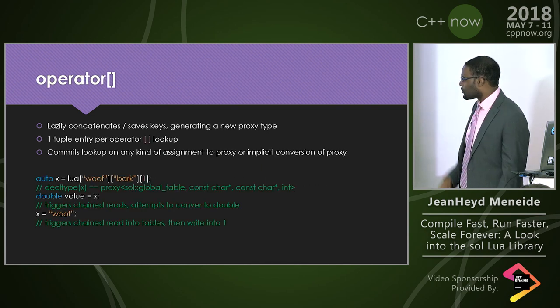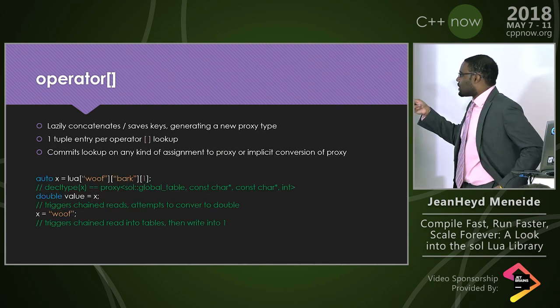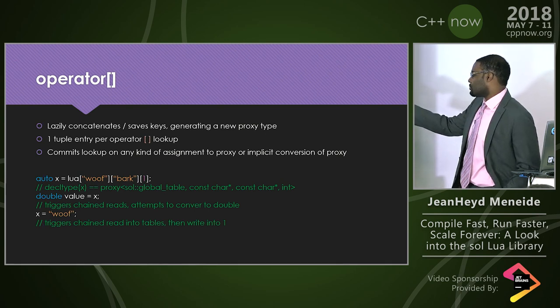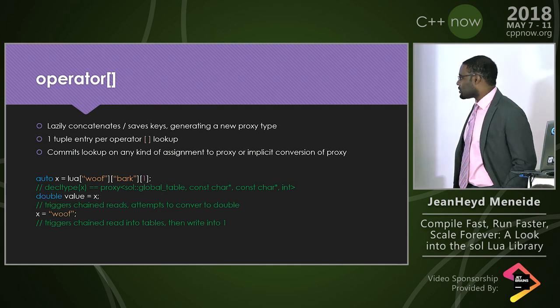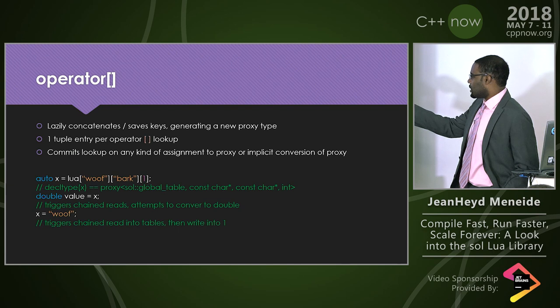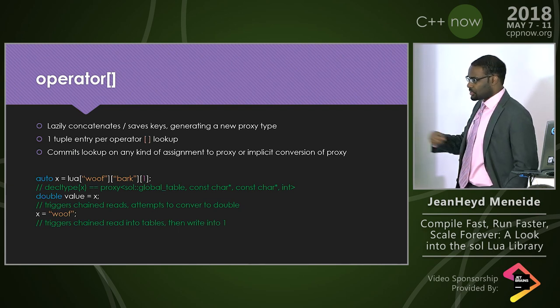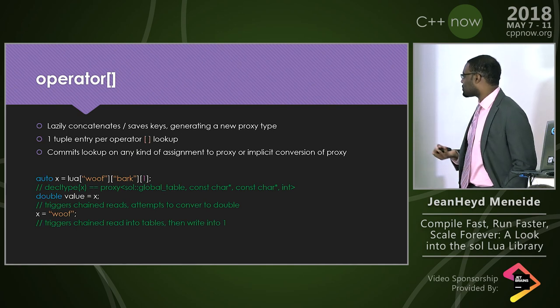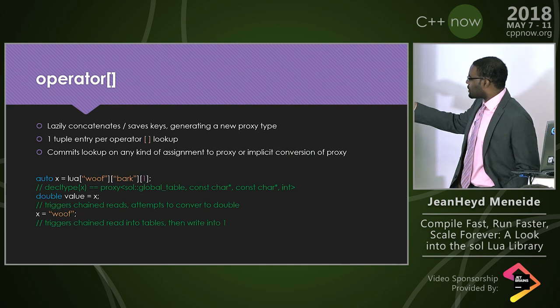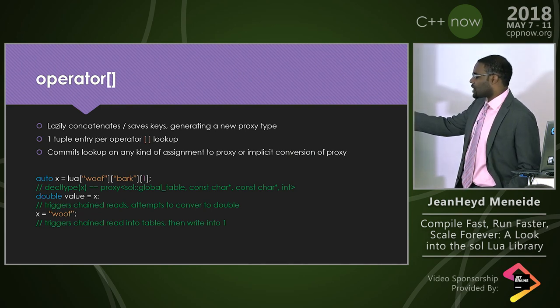So operator, as I said before, lazily concatenates and saves keys, generating a new proxy type. And it's one tuple entry per operator access lookup. As an example down here, we do woof, bark, and one. The actual type for this is a proxy of a global table with a const char that gets accessed by a const char, another const char, and an integer. So it's super lazy all the way, right? It's almost like expression templates, but not really. And the only time we commit anything is when you actually try to inspect the value.